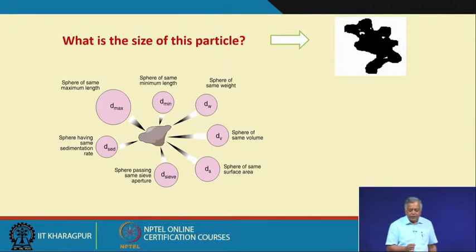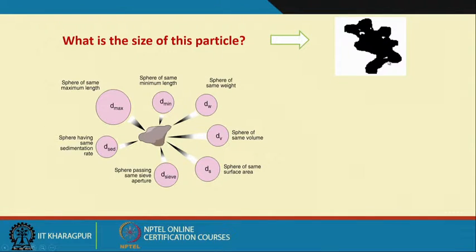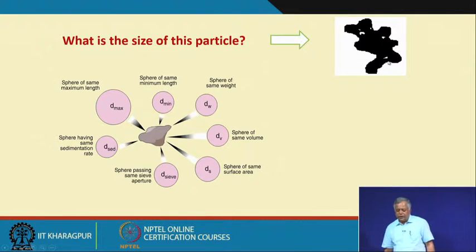Same sedimentation rate means that if I drop this particle into a fluid medium and its velocity is, say, 1 centimeter per second, and I know the density of this particle is 2500 kg per meter cube, what would be the equivalent size of a sphere which has the identical settling velocity? And then sphere of same maximum length, like that.